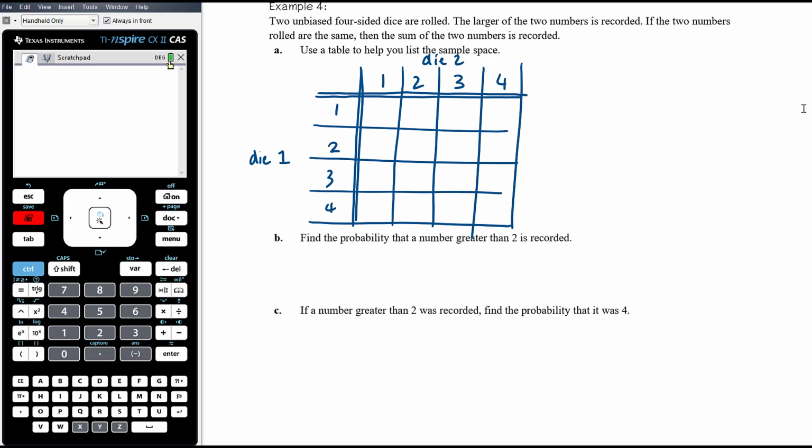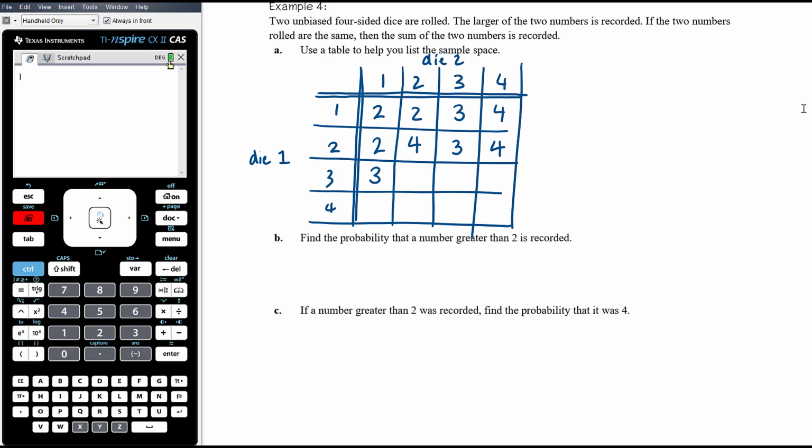So if I roll a 1 and a 1, they're both the same, and so I calculate their sum, which is 2. If I roll a 1 and a 2, I record the larger of those two numbers, which is 2. If I roll a 1 and a 3, I record the larger number, which is 3. 1 and 4, I record the larger number, which is 4. If I roll a 2 and a 1, the larger number is 2. 2 and 2, they're the same, so I add them. 4. 2 and 3, the larger number is 3. 2 and 4, the larger number is 4.